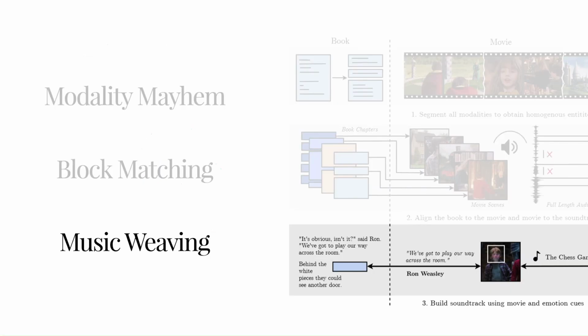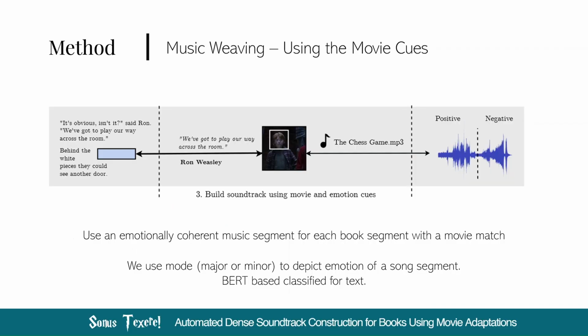Finally, now we can put everything together to build a soundtrack. The image here is pretty instructive. We have a single book segment, a single movie scene, and a single track that we have already segmented previously using key strength. Hence, we can simply use transitivity here to match the book segment with a movie segment. Now, since we want something that is emotionally coherent, we add emotion labels to the book and the music to ensure alignment in that aspect as well.